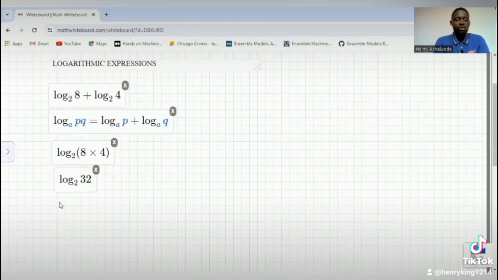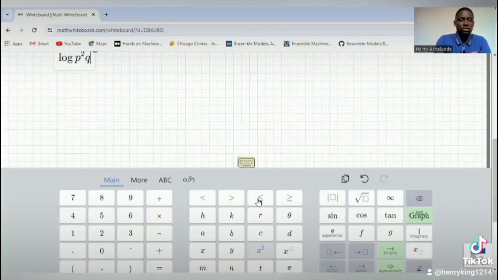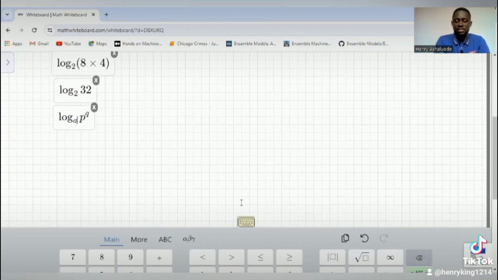Recall our other law of logarithm, where we said if you take the logarithm of an index number, say P to the power of Q, in base A, remember what we said in our last lesson, this is expressed as the index multiplied by the logarithm of the number, in this case, the logarithm of P, base A.